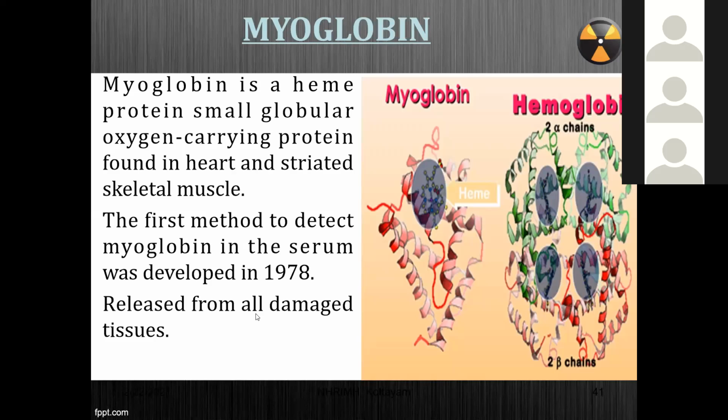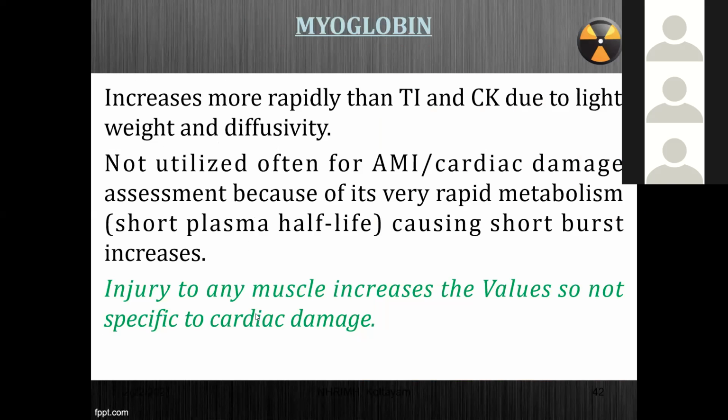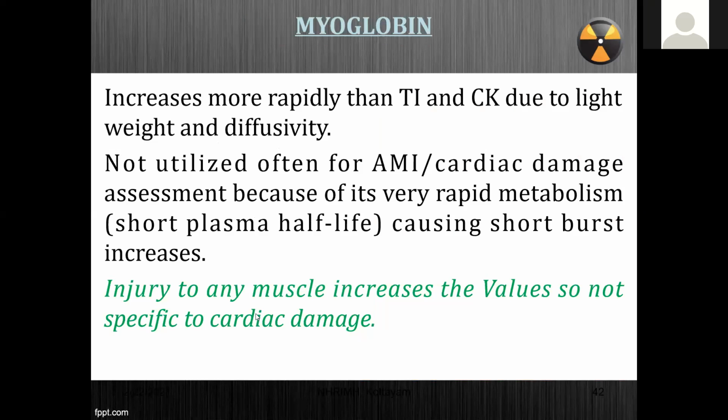The first method to detect myoglobin was developed in the 1970s, but it is released from all damaged muscles. Why is myoglobin shown in the first peak? Because myoglobin is very lightweight, so it easily diffuses through the gaps in the muscle. Whenever there is damage to myocardial muscle, the first thing that comes out is myoglobin, because it is very lightweight and easily diffusible. It comes out and enters the blood.